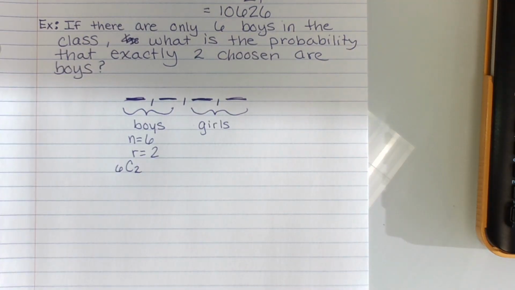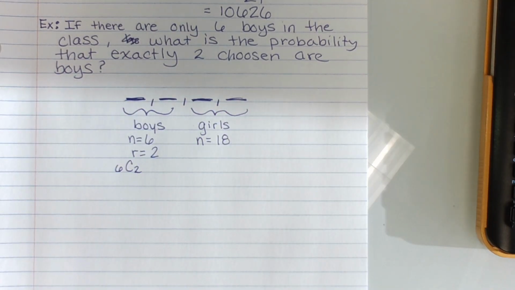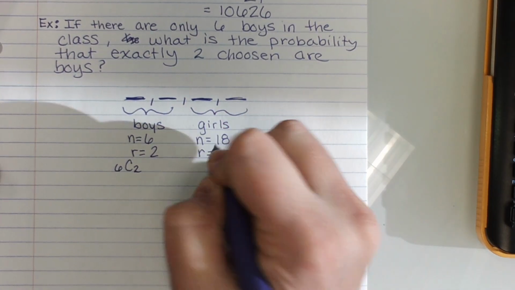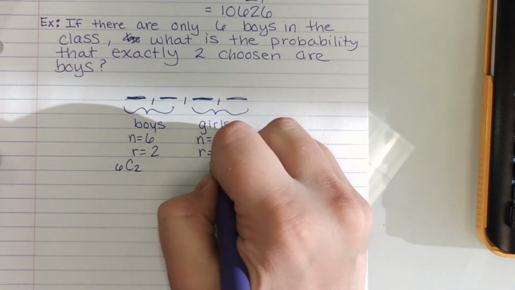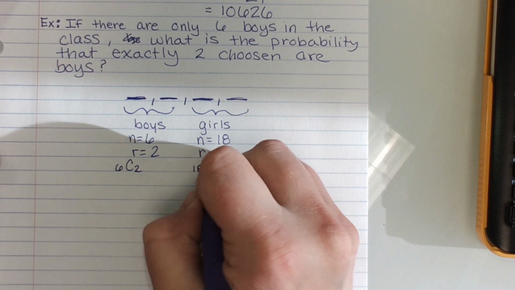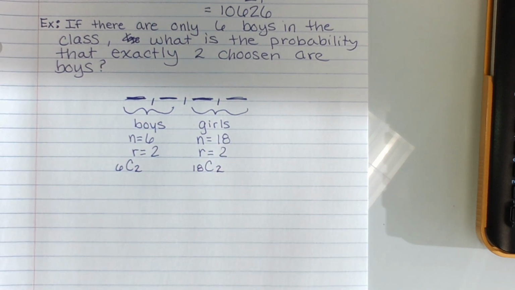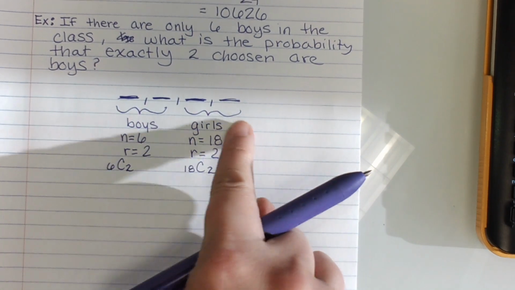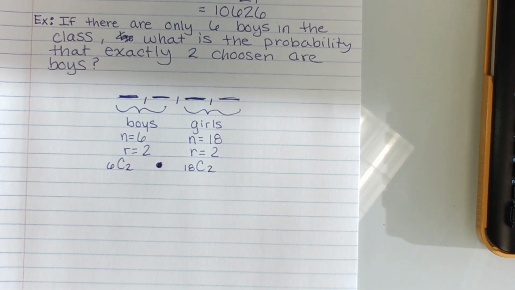How many girls are there to choose from? How'd you get 18? There were 24 kids in the class, 6 of them are boys. If we're assuming gender's binary, there's 18 girls. How many am I choosing? 2. And since order does not matter, this is 18 combinations of 2. The way that probability works is when you want this and this, you multiply those amounts, and that'll give you the total number of ways you can do things.